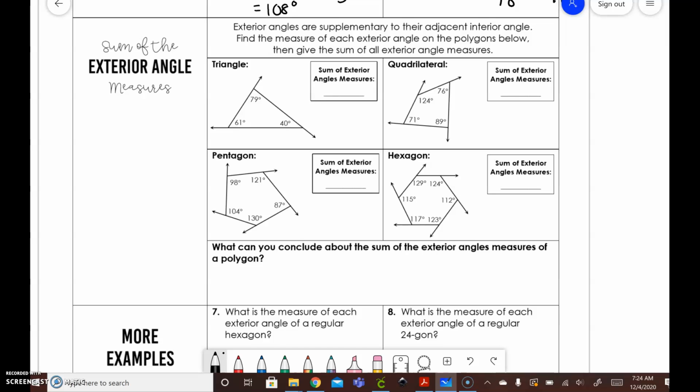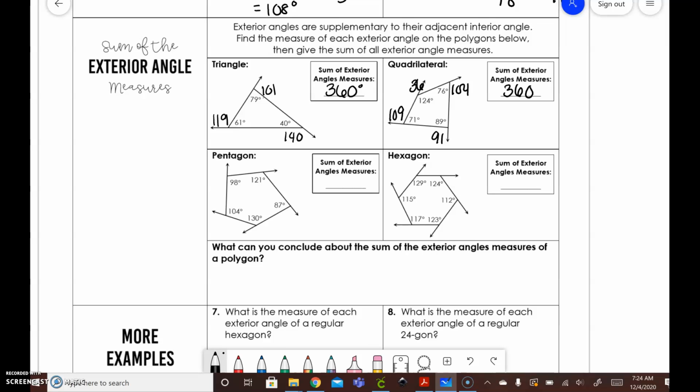So if you do 180 minus 79, we get 101. And then do it down here, 140. And same thing, 119. And now we're going to add up all of these angles. So if we do 101, 140, and 119, we get 360 as a sum. Okay? Do the same thing for a quadrilateral. We get 36 here. We get 104. We get 91 and 109. Add up all of these and we get 360.